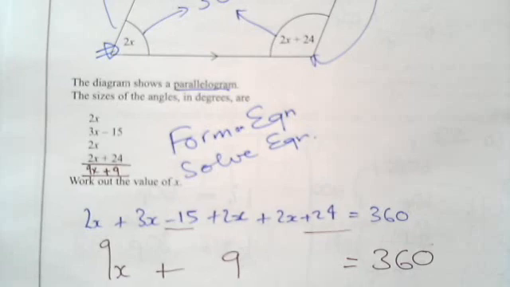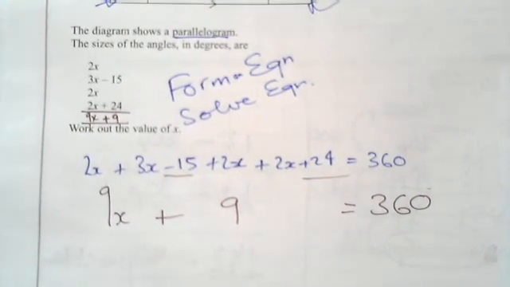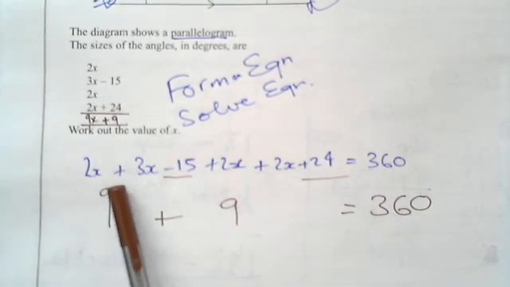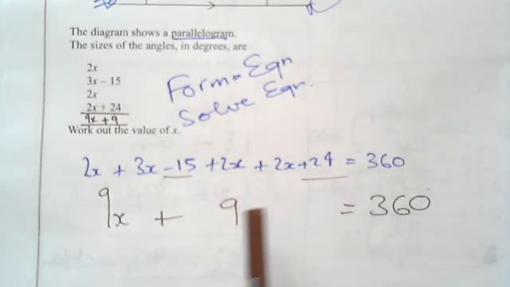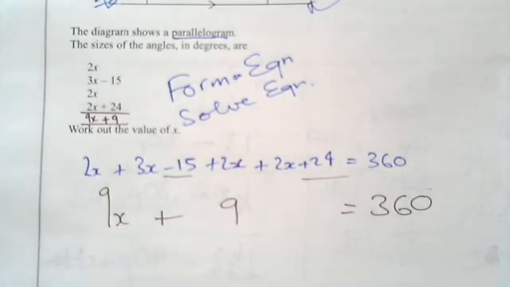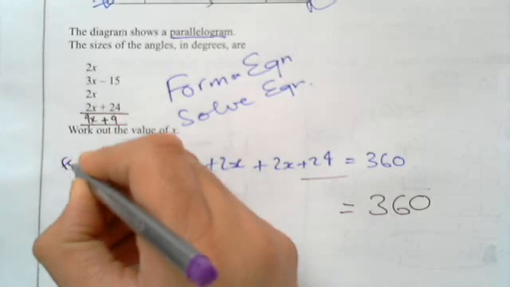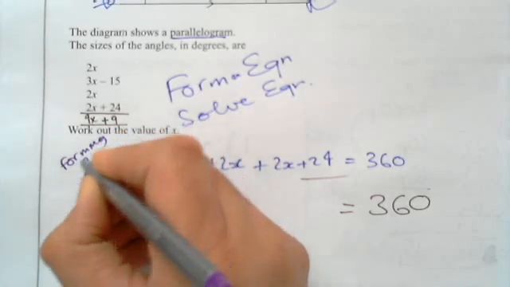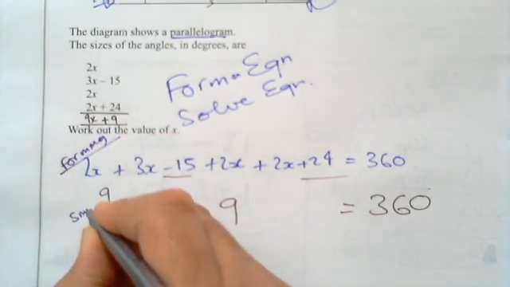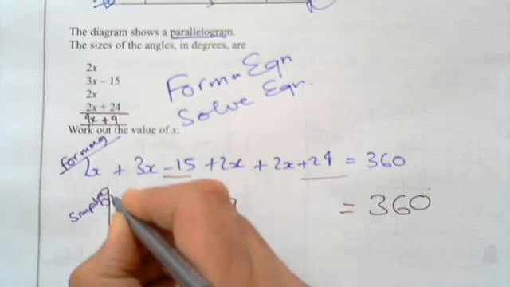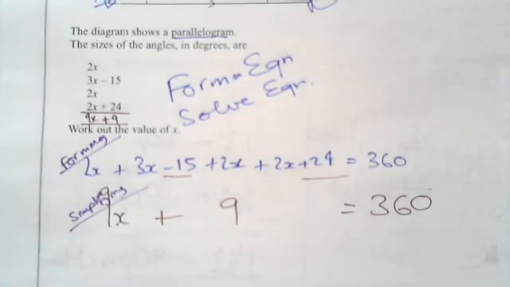Okay. So first of all, we've formed the equation. We have now simplified the equation. Let's change color once more. Now we need to solve the equation.